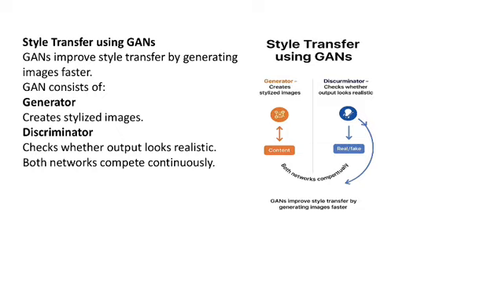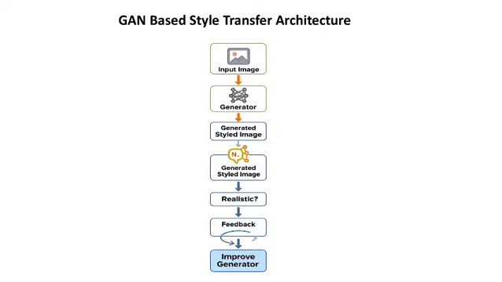Then we move to GAN-based style transfer architecture. This architecture combines generator and discriminator networks for the style transfer task. The generator receives the content image as input and produces stylized images. The discriminator evaluates the realism and quality of generated images. Based on discriminator feedback, the generator continuously improves its outputs. Through continuous adversarial training, the system produces high quality stylized images with better speed and performance.